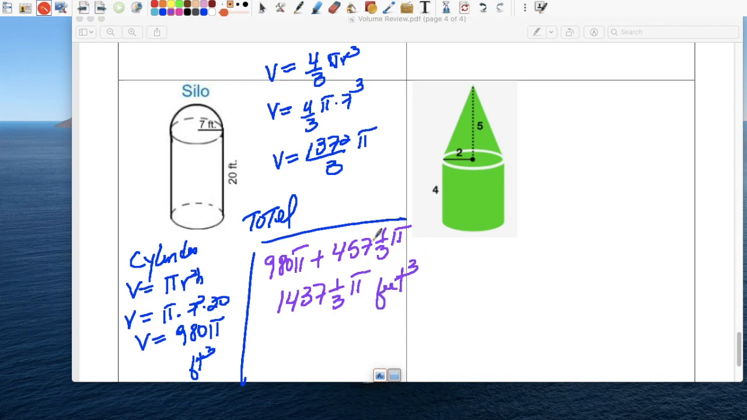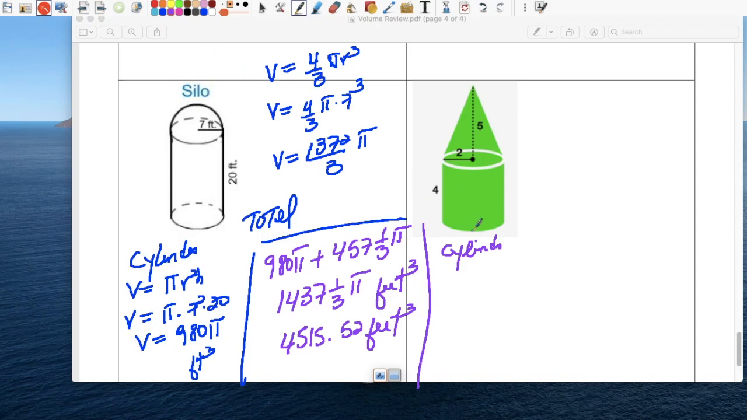But if you want to multiply that, we're going to go 1,437 1/3 times pi, and the numerical value is going to be 4,515.52 feet cubed. Last question for this Saturday morning. Let's do the cylinder again.